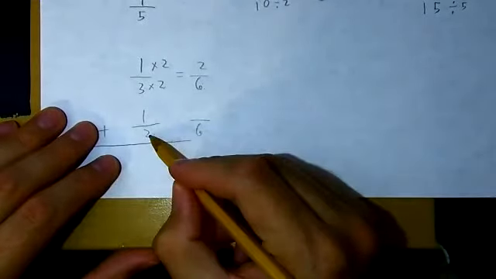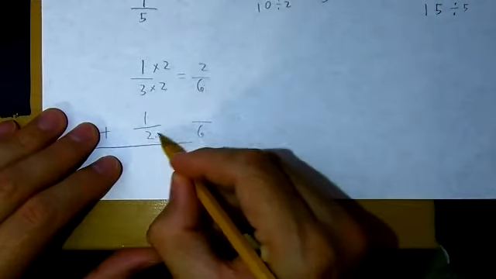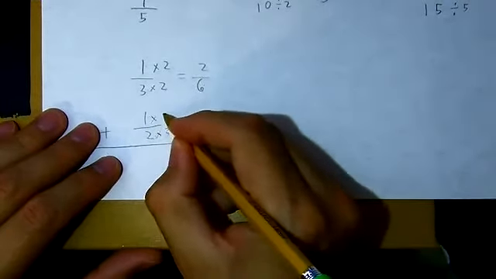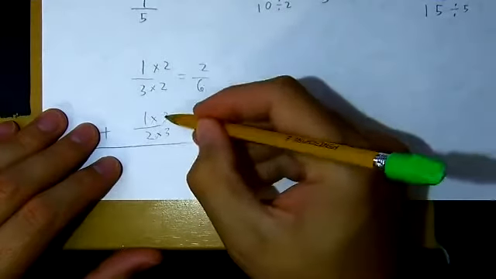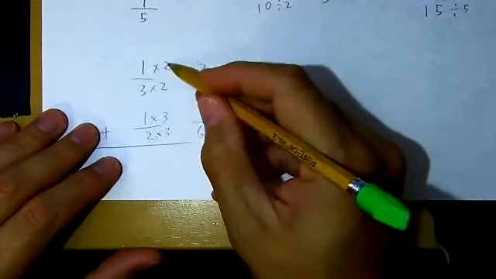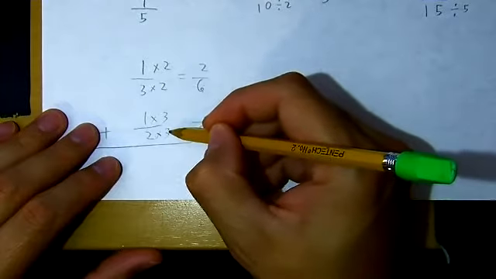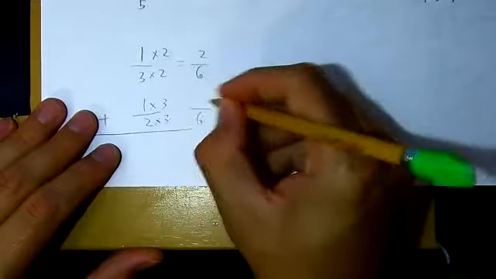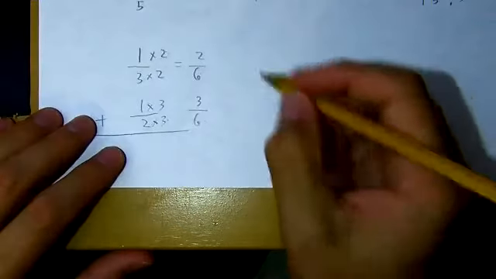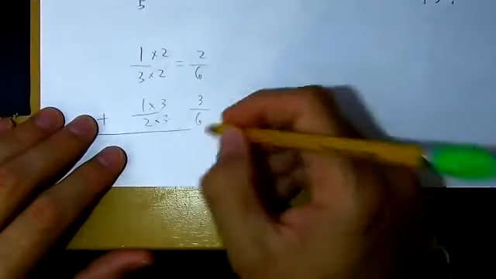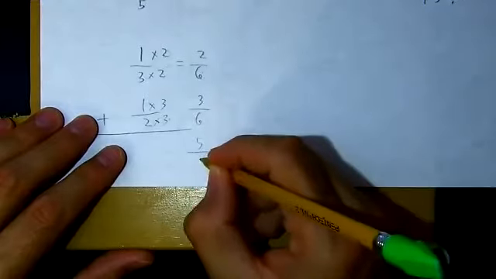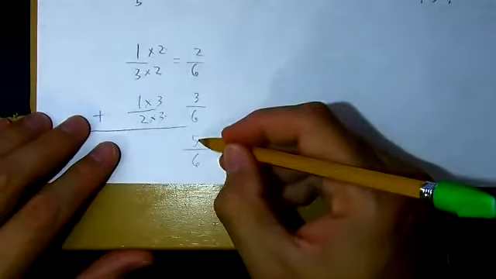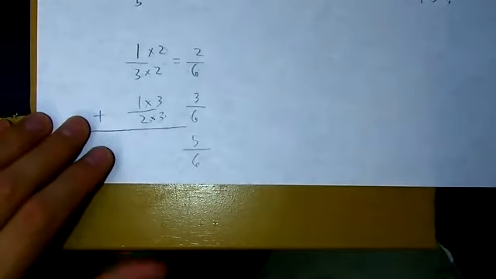So down here, you have to multiply by a different number to get 6. 2 times 3 is 6, so you multiply that one times 3. These numbers will always be the same, and these numbers will always be the same, but this number will never be the same as this number. So 1 times 3 is 3. Once you get to this point, add your top numbers together, bring your denominator down, check to make sure it's in simplest form. The only thing that will go into 5 and 6 is 1, so that means you're done.